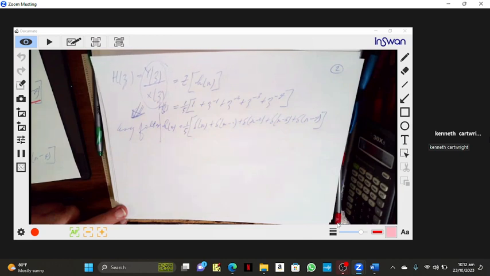How many poles are there? How many poles are there in this filter?